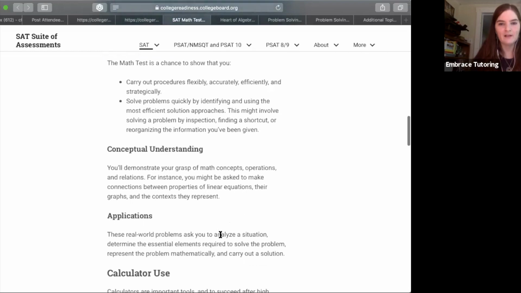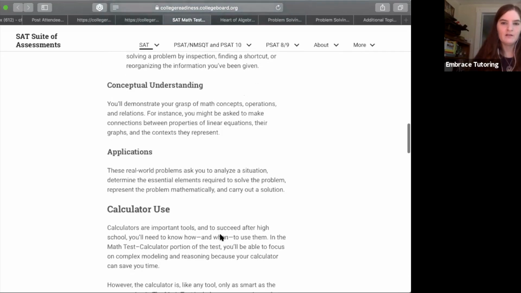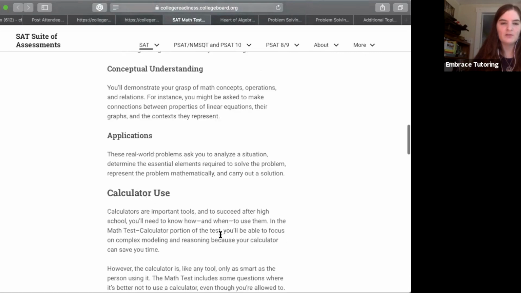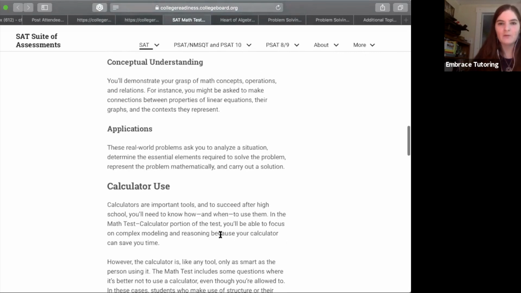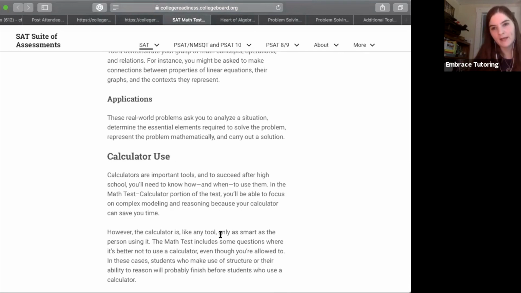So that kind of thing, different things like that. Okay, so also understanding, like conceptual understanding of particular math concepts, operations and relations, especially between numbers and properties and types of equations and graphs and all of that. Understanding applications. So again, this is an application-based math test. Okay, so it's not asking you to do abstract thinking about mathematical concepts.